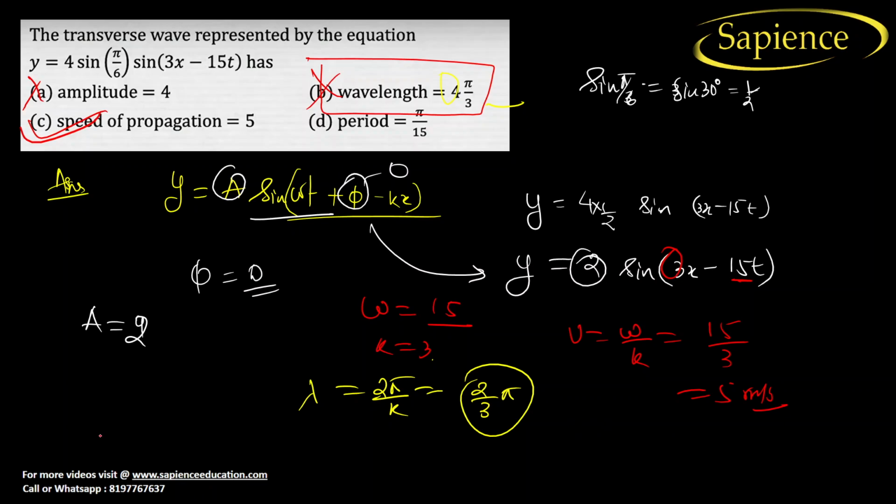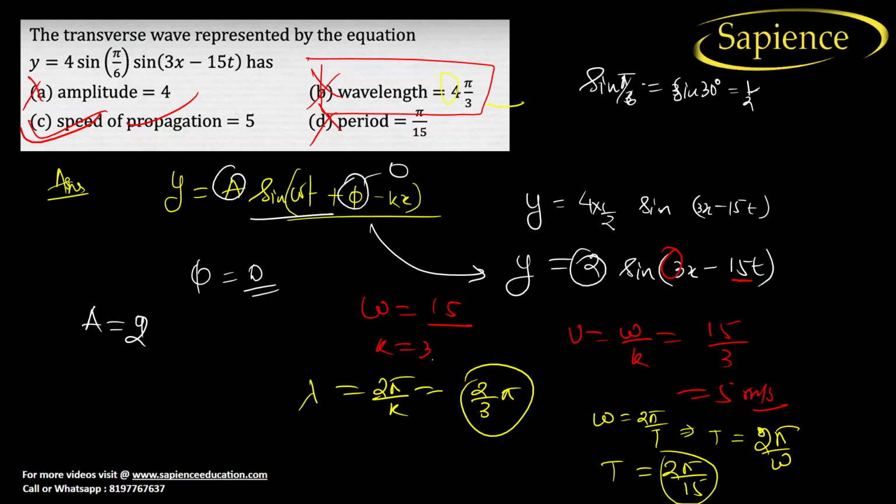Now let us find out the period of the wave. Time period: ω is equal to 2π by T, so T is equal to 2π by ω. So the time period is 2π divided by ω, which has a value of 15. So 2π/15, but the option is π/15 only, so we have got this wrong answer. Only option C is the correct one. I hope you have understood how to solve this type of problem.